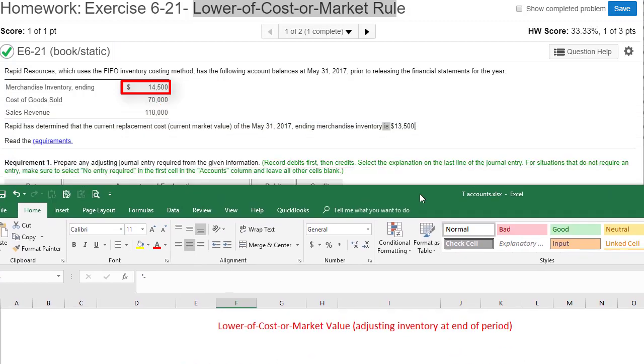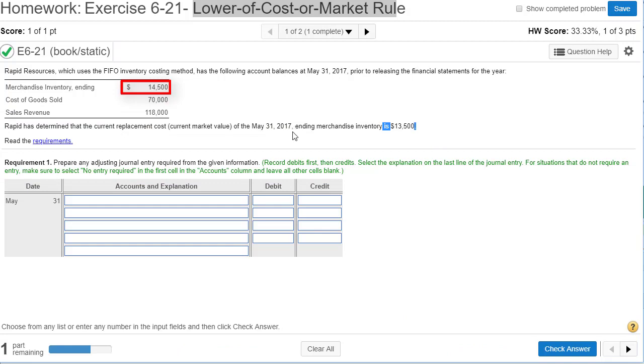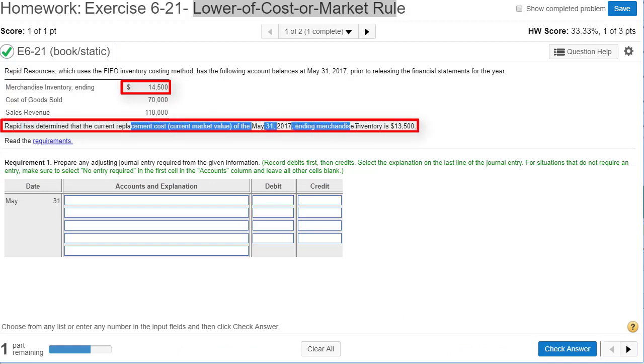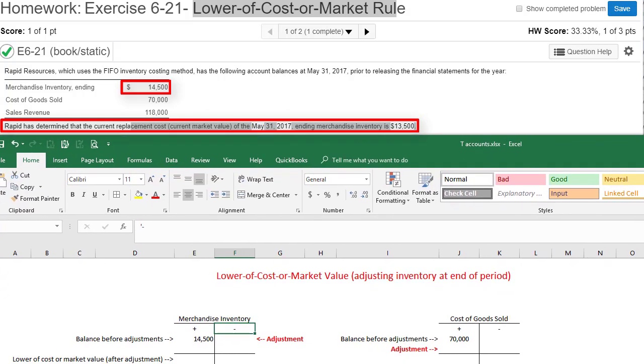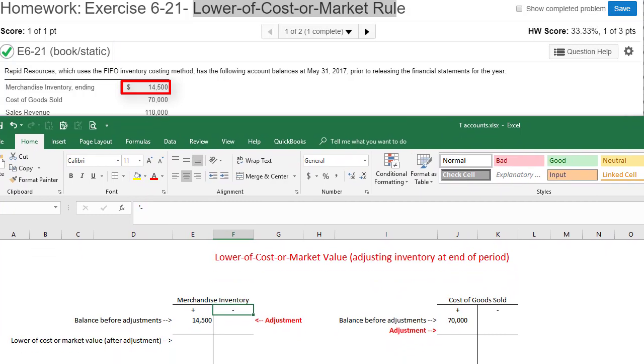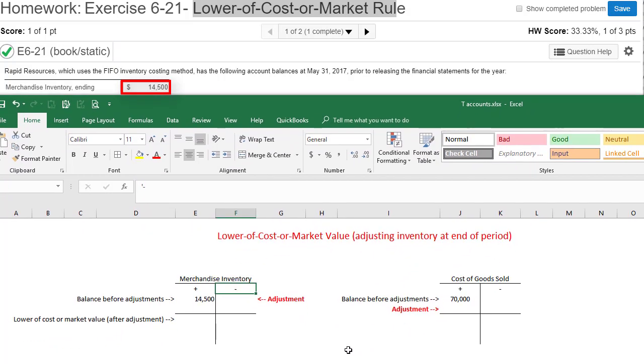But according to this, the value of the inventory, the market value, what you could purchase it at, that's what market value means, is only $13,500. So here's what we have to do. We have to go down here to inventory, and the ending value of inventory should be $13,500.